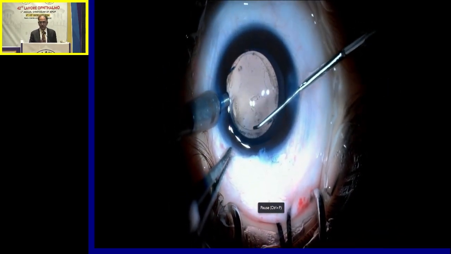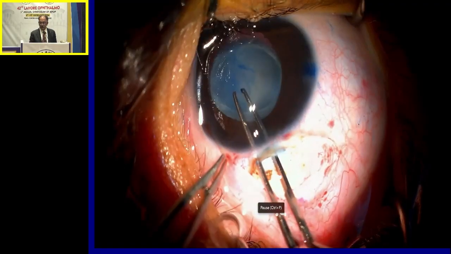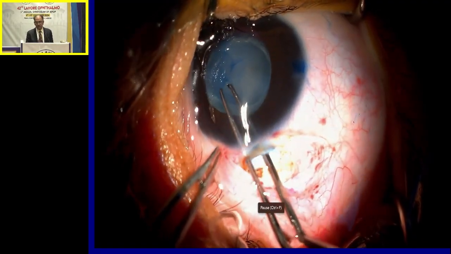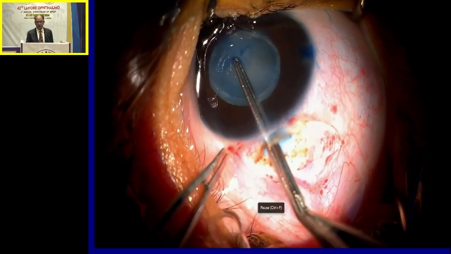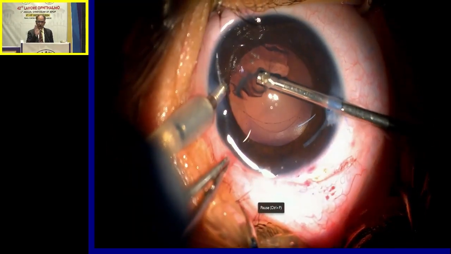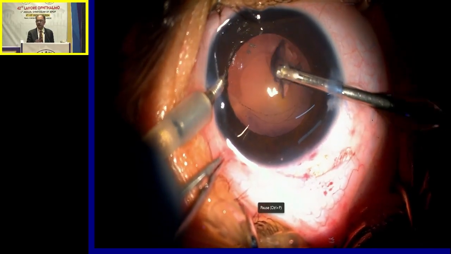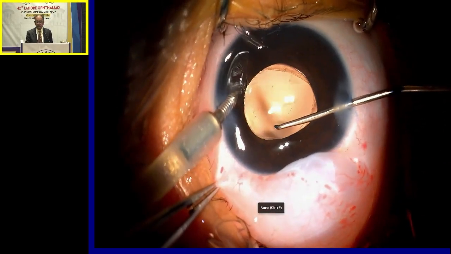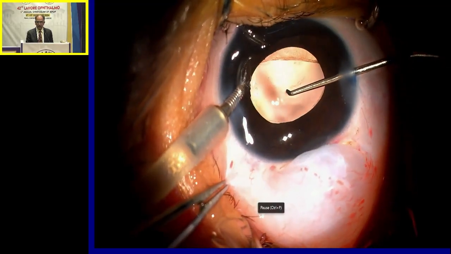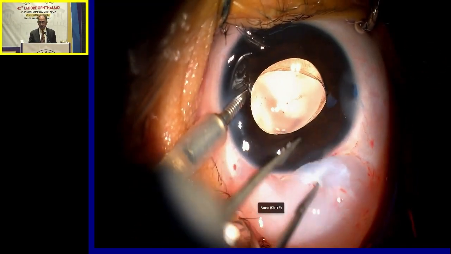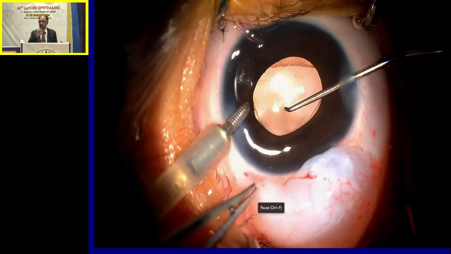This one again, second case, I put the IOL in the sulcus and captured the lens. This is again a posterior polar cataract. Again put the IOL in the sulcus and then captured it. It is as good as it is in the back. And you can see this oval rhexis.